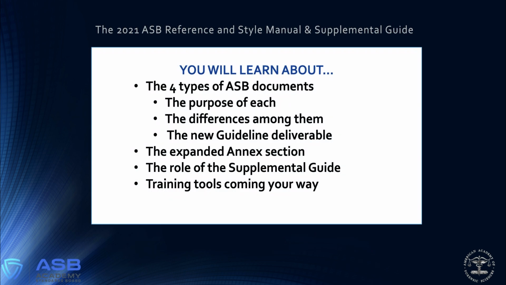What you'll learn here in this module will be the ASB document types, the purpose of each, and the differences among them. One of the key elements of this session is to introduce you to the newest ASB deliverable, the GUIDELINE document, and why ASB has decided to introduce this one to the family of deliverables. The expanded Annex section provides additional insight and information on areas such as references, normative versus informative, and scope writing, to name a few. This module also presents the new supplemental guide. Finally, you'll learn about up-and-coming video modular training.